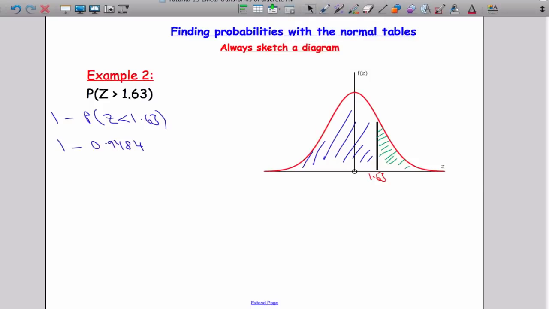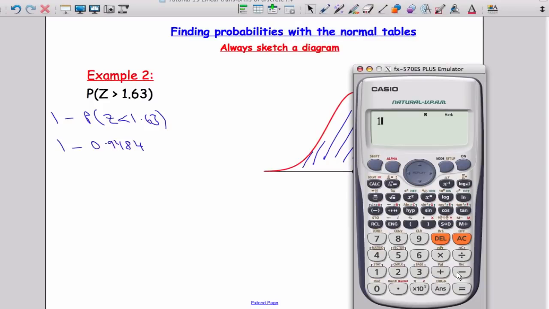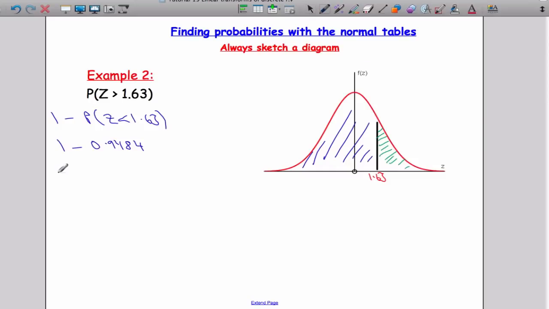Okay, so let's bring up the calculator now and do 1 minus 0.9484 gives me 0.0516. Just something else that I remember to pass on is that you shouldn't round to 3 significant figures when you're dealing with normal distribution. Try and keep your answers exact right the way through the question.